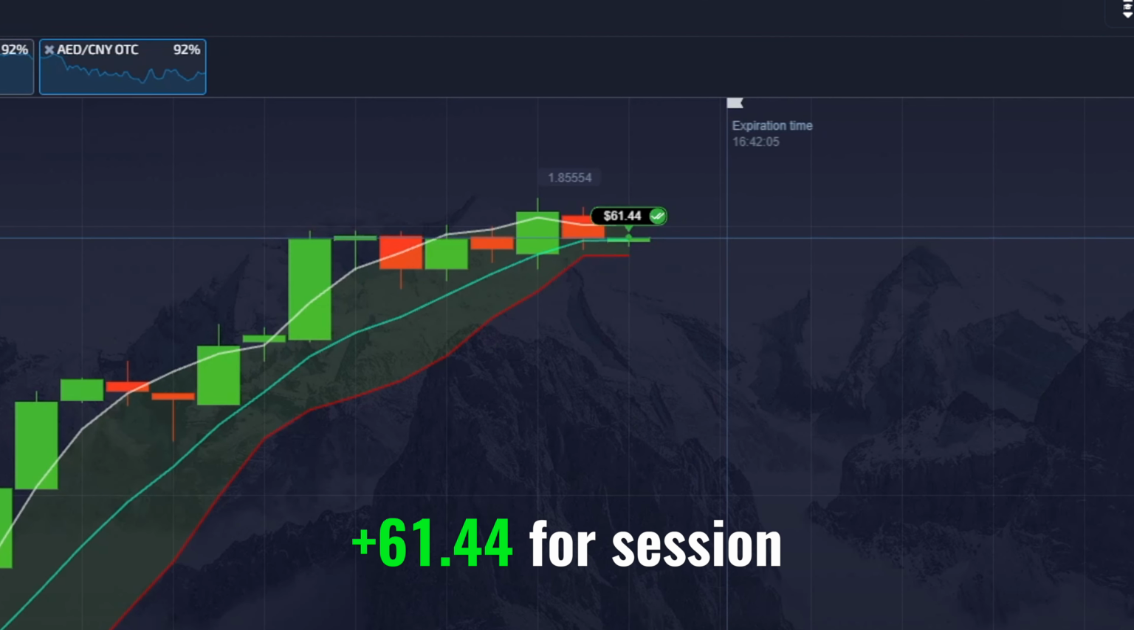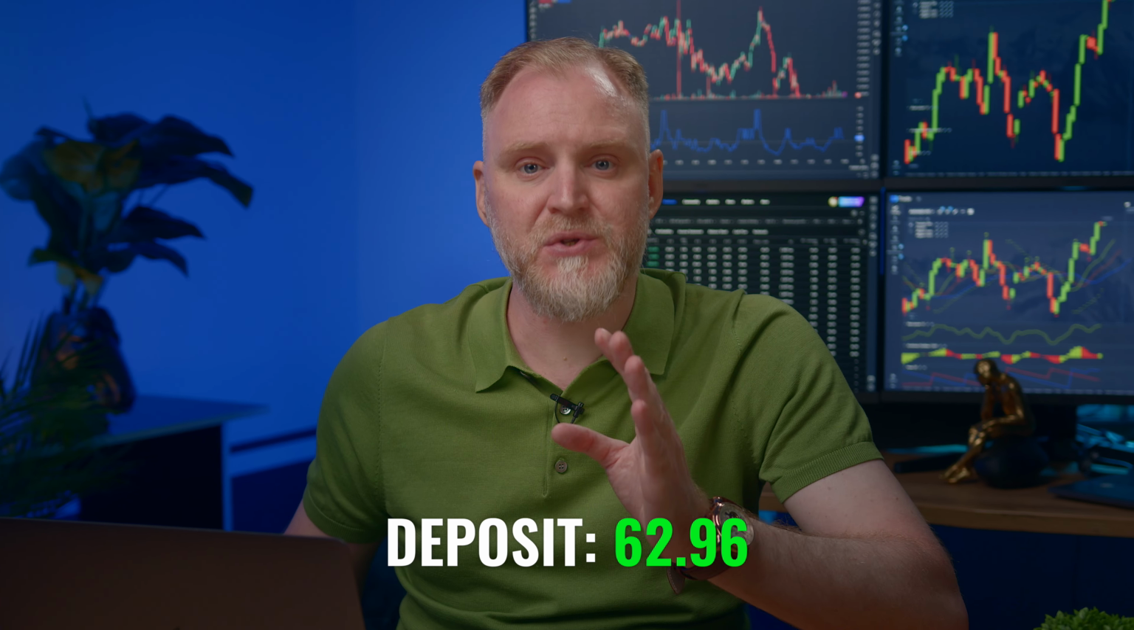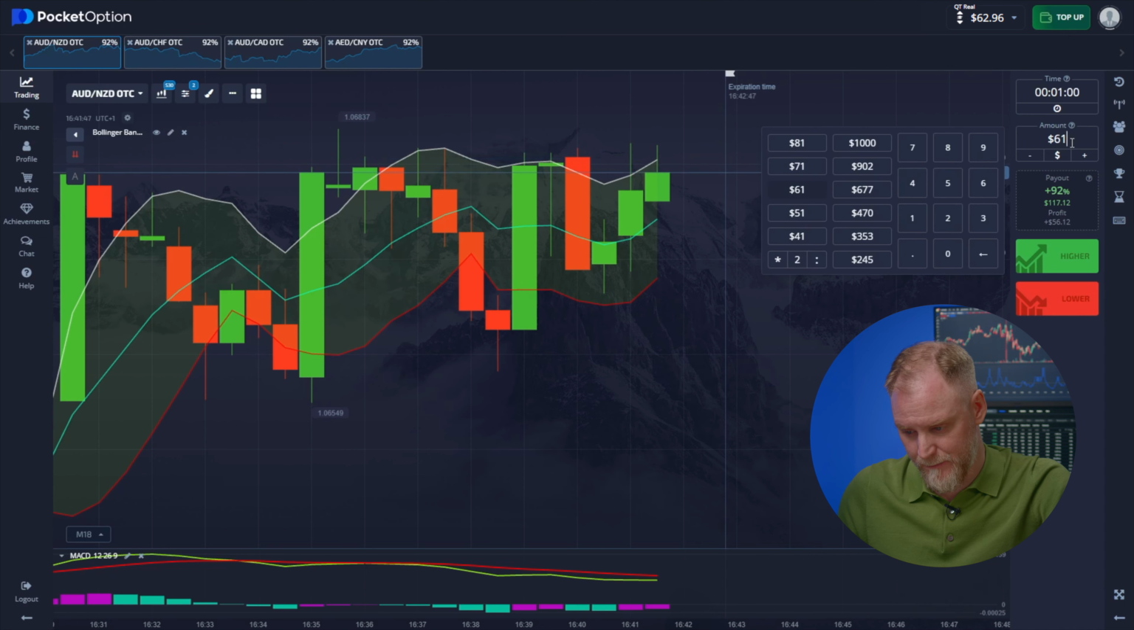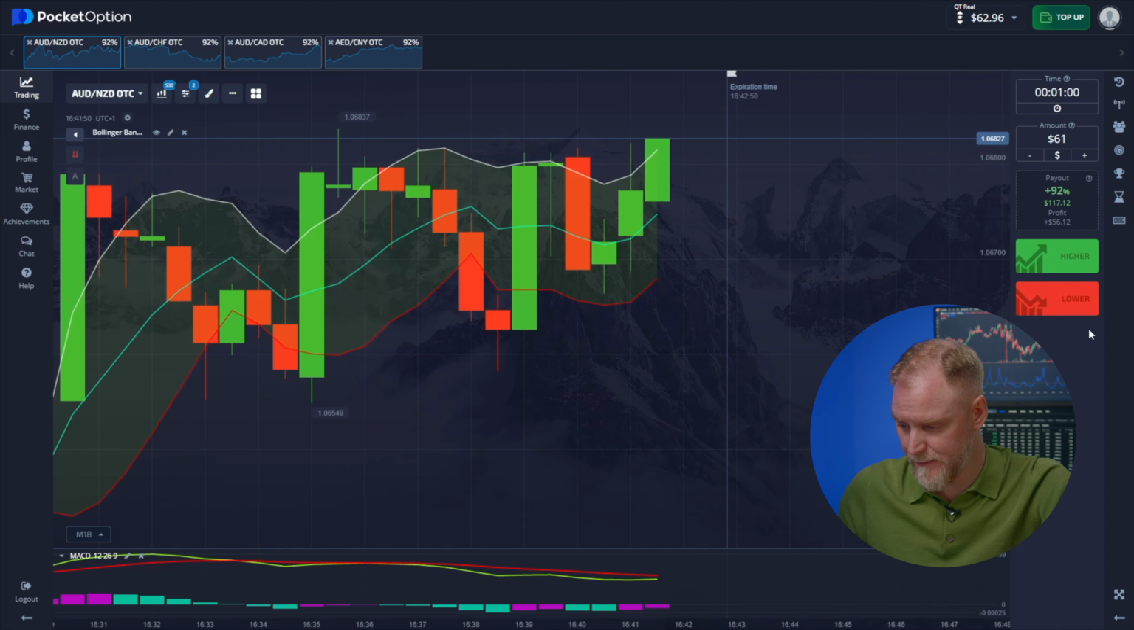This is where being experienced really pays off, understanding the chart and reading the indicators. Heading back to Aussie and Kiwi pair. Now raising the investment to 61. The outlook is bearish, so we go down.